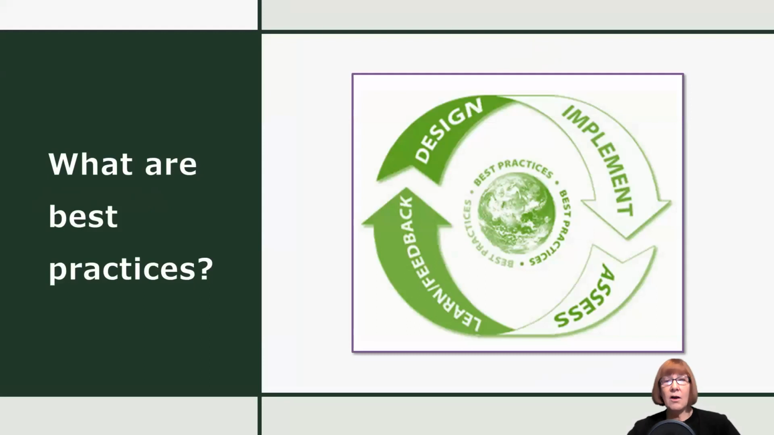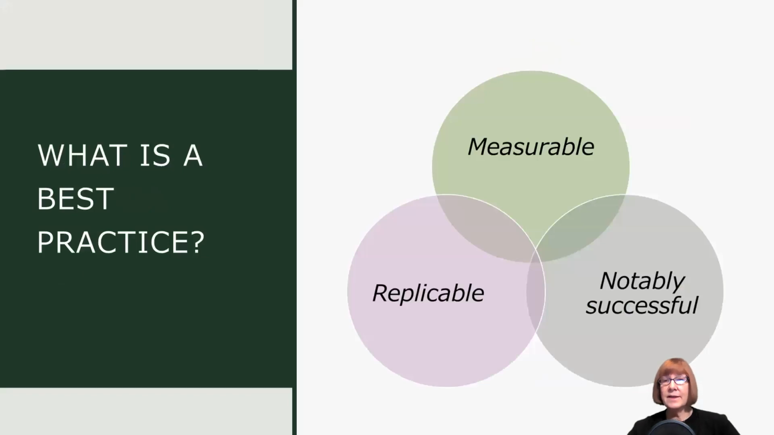Okay, so what are best practices? A best practice is measurable, replicable, and notably successful. The first thing is you have to be able to measure it in some manner, shape, or form. It can't just be a squishy idea. Now, it can be a behavior change, or something that might not be easy to measure, but it has to be measurable. It also has to be replicable. In other words, different organizations should be able to apply this same best practice and find successful results. And finally, it needs to be notably successful. It needs to make a real difference.